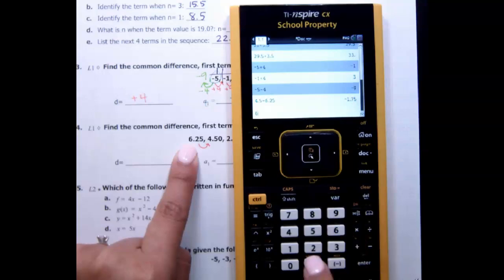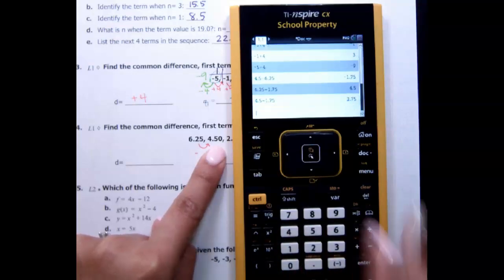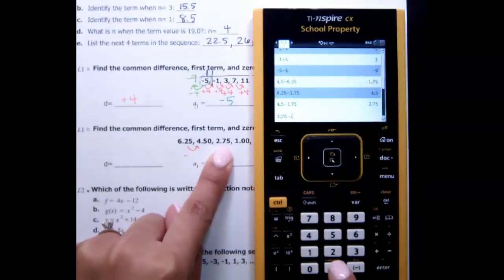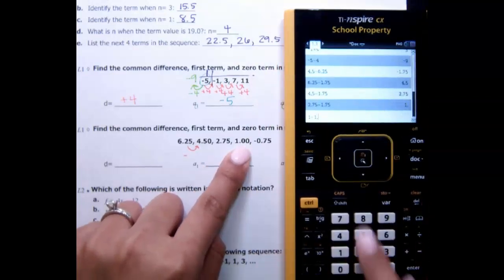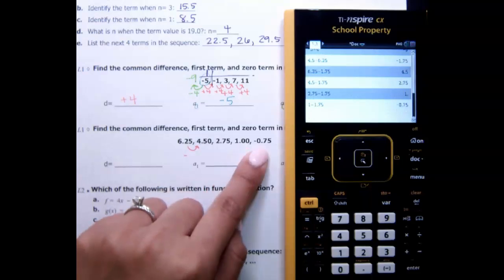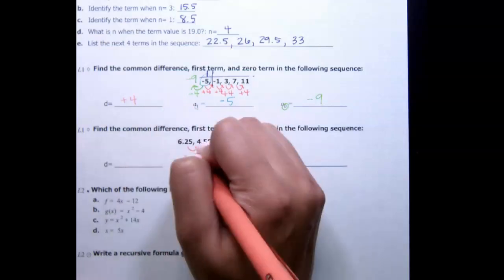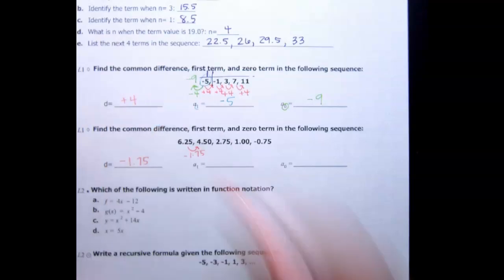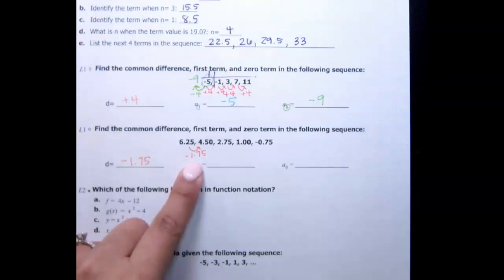So let me check it. 6.25 minus 1.75 is 4.5. 4.5 minus 1.75 is 2.75. 2.75 minus 1.75 is 1. 1 minus 1.75 is negative 0.75. So in order to continue this sequence, we are subtracting 1.75. That is my common difference. Double check between all of your numbers in the sequence to make sure that what you think it is actually works.